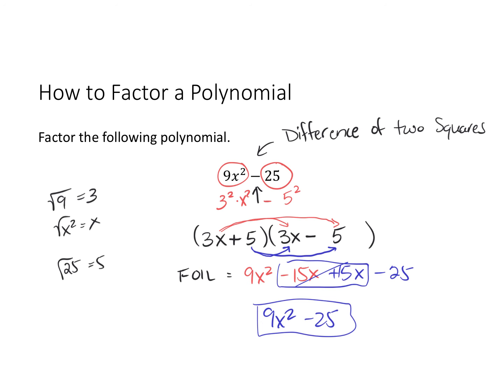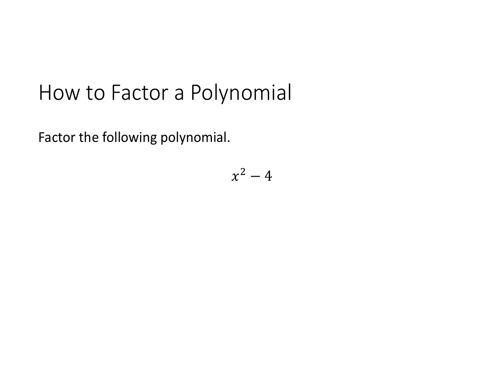Okay, all right, let's do another example. Here, hopefully you can see that this is another difference of two squares. If I take the square root of x squared, that's x. And if I take the square root of 4, that's 2. So we know that 2 squared is 4 and x squared is x squared. So here we have a difference of two squares. So we can write this down as a plus and a minus. And then just take the square root of that x squared term, that's x, and take the square root of the second term, 4, which is 2. So this is going to be x plus 2 and x minus 2. So that's how we would factor that out.